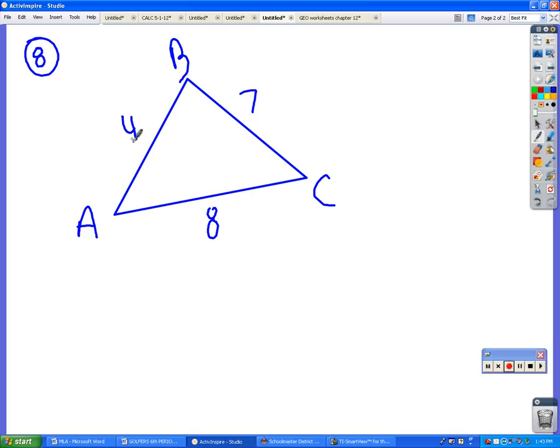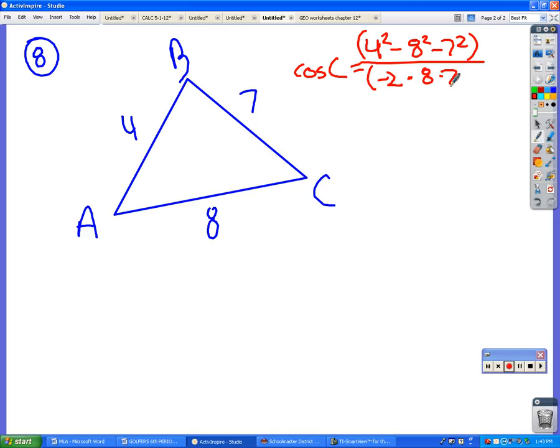So the way that I have this written here, we want to find out what angle C is. So since we're trying to find an angle, I have to use that law of cosines. What side do I start with first? 4, because it's directly across from angle C. So 4 squared minus 8 squared minus 7 squared. So parentheses there. Negative 2 times 8 times 7. Awesome. Okay, and so you figure out what that whole thing is, and then you go second cosine of your answer, and you should get about 30 degrees.